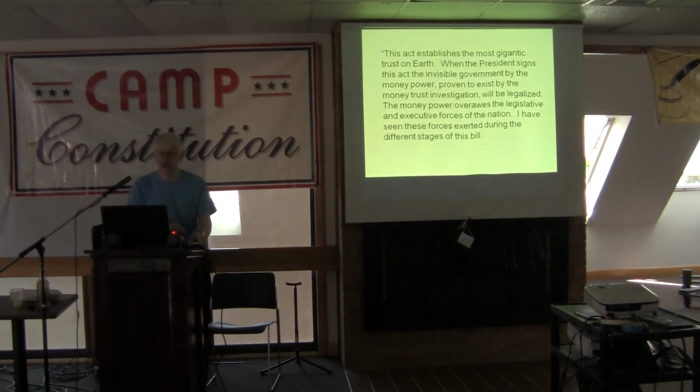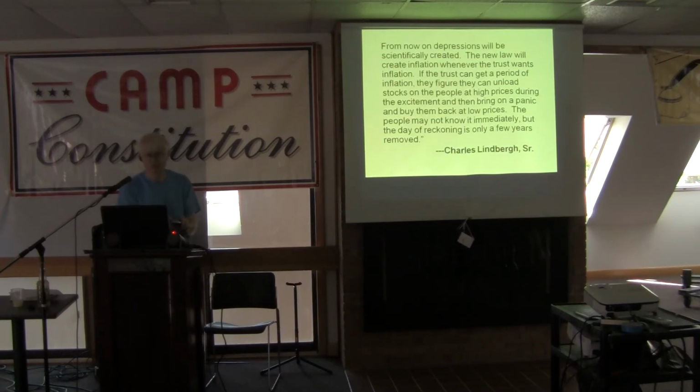This act, the Federal Reserve Act, establishes the most gigantic trust on earth. When the President signs this act, the invisible government, by the money power, proven to exist by the money trust investigation, will be legalized. What does he mean by the money power? He's talking about the alliance between Warburg, Rothschild, Morgan, and Rockefeller. The money power overawes the legislative and executive forces of the nation. I've seen these forces exerted during the different stages of this bill. From now on, depressions will be scientifically created. The new law will create inflation whenever the trust wants inflation.